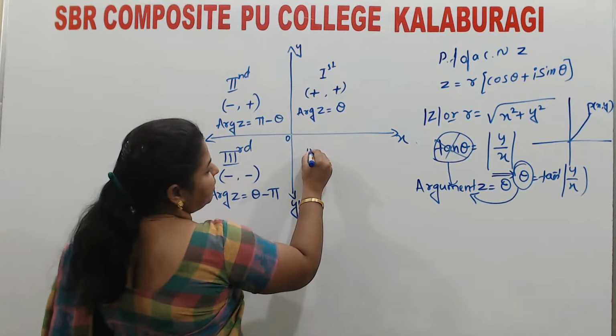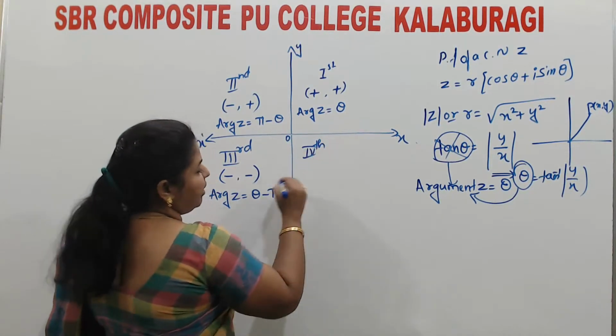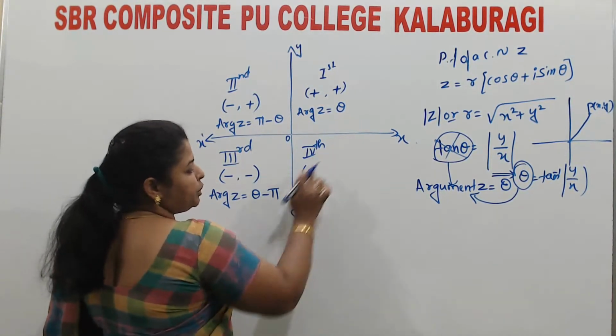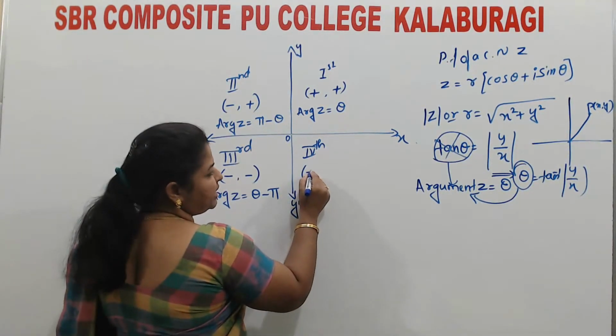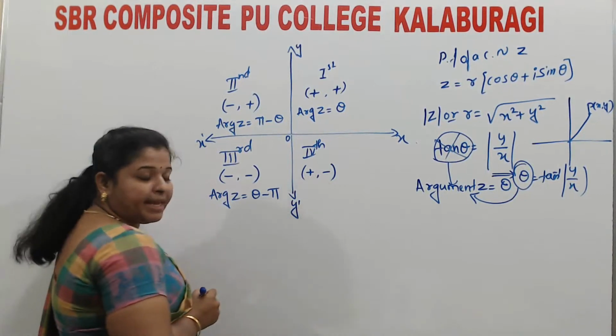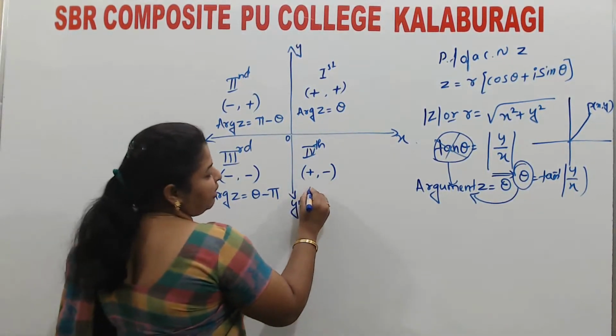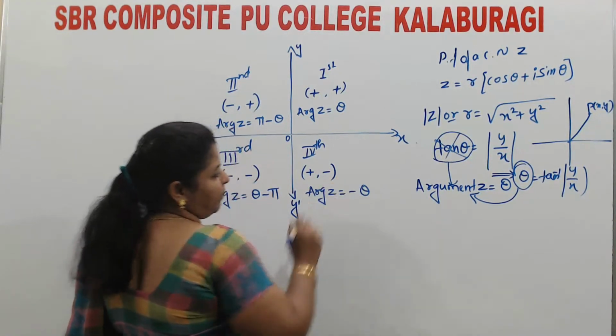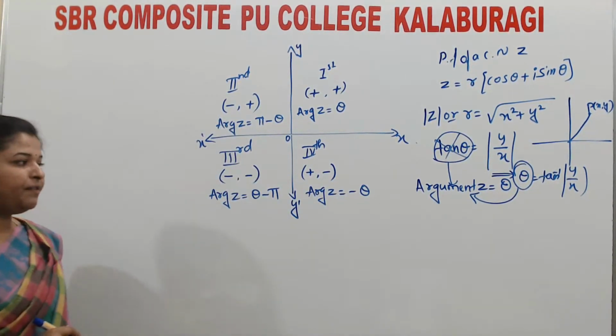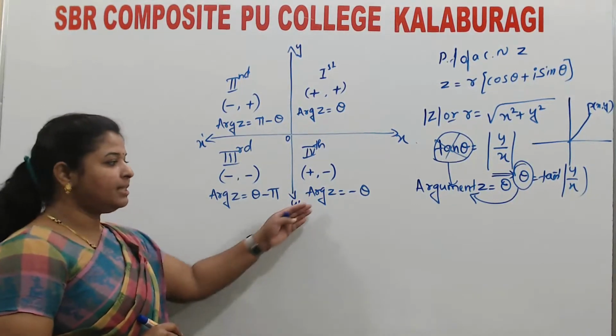In fourth quadrant, x is positive, y is negative. X is positive means plus, y is negative means minus. Therefore, argument of z is equal to minus theta.